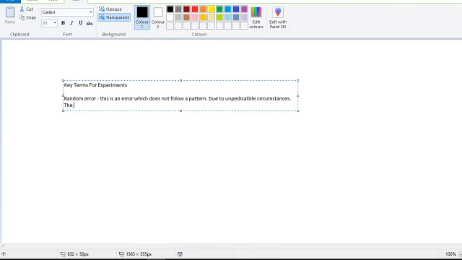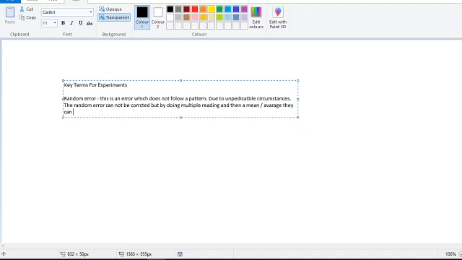The random error cannot be corrected, but by doing multiple readings and then taking a mean or average, they can be reduced, to an extent. So random errors are basically, say, parallax, where you measure something completely differently to someone else because of circumstances that are no fault of your own.